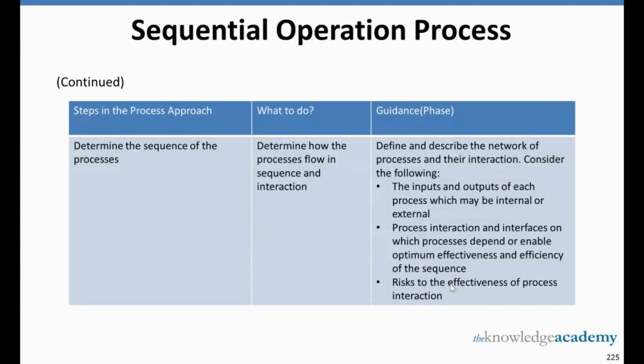Then we determine the sequence of the processes. So here we determine how the process flows in the sequence and interaction. Here we define and describe the network of the processes and their interaction. In that we consider the following inputs: the inputs and outputs of each process, which may be internal or external; process interaction interfaces on which processes depend or enable optimum effectiveness and efficiency of the sequence; then risks to the effectiveness of process interaction.